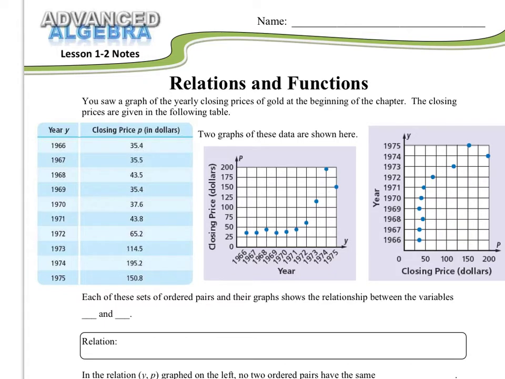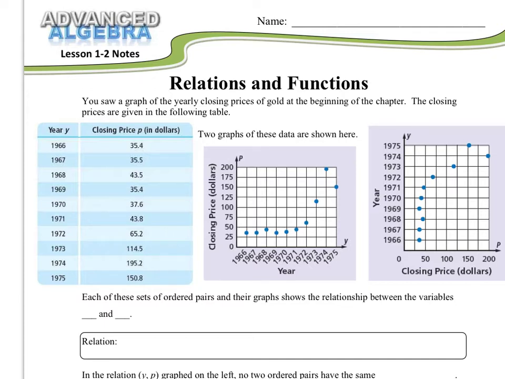If you look at this blue table, we have the year Y on the left part of the screen and the numbers going down, and those stand for the years starting from 1966 through 1975. And then you have the closing price P in dollars starting with 35.4 and then ending with 150.8. Here are two graphs of the data shown.